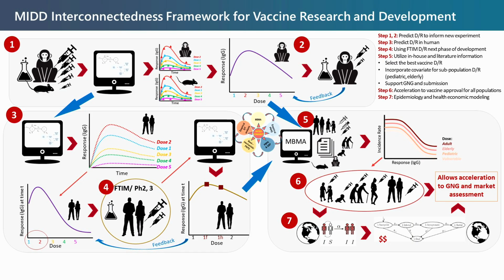Here we present our MIDD interconnectedness framework that can be applied to vaccine development. In Step 1 and Step 2, a wide range of doses and formulations are tested in non-clinical species, for example in rodent and non-human primate models, to understand immunogenicity over time. Through mathematical modeling, the developed models allow predictions and understanding of the dose-response relationship.